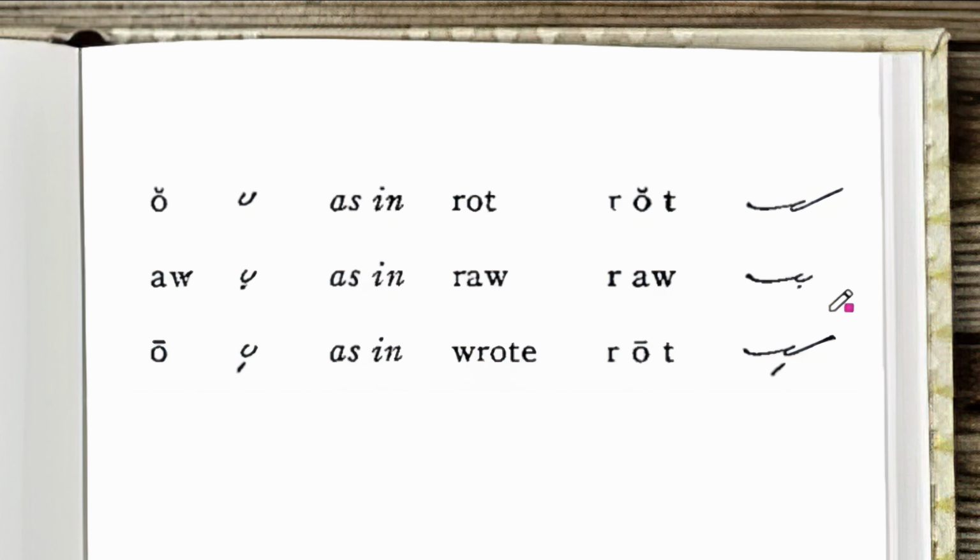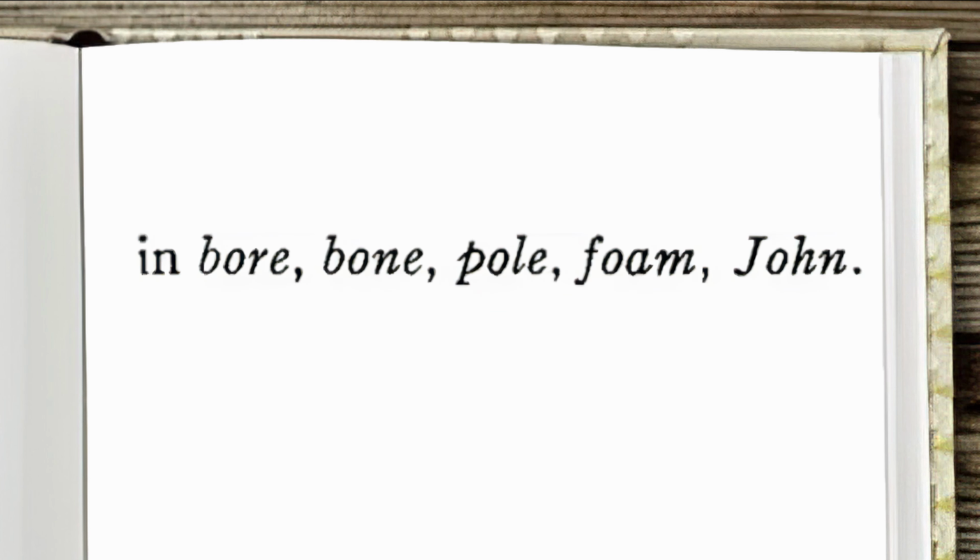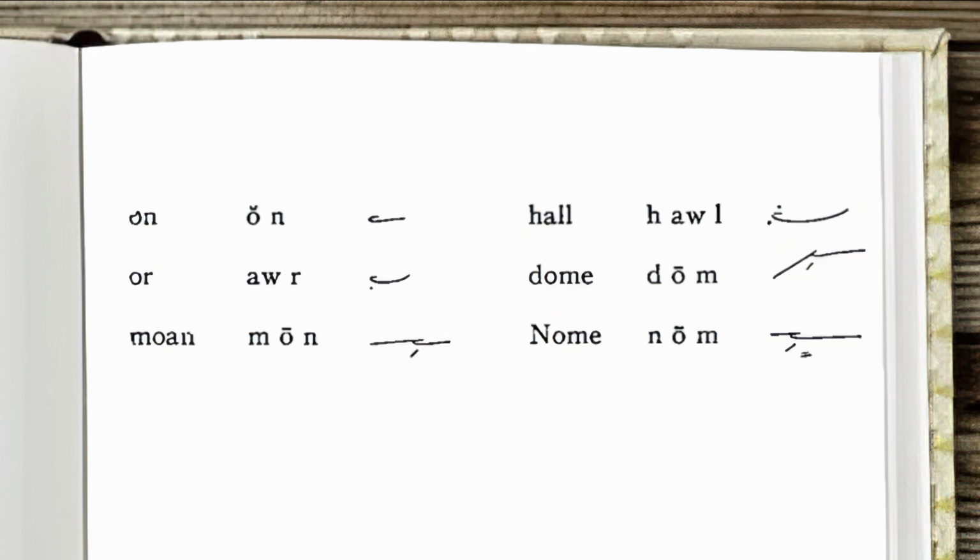R-O-T, wrote. The O hook is placed on its side before N, M, R, and L, except when preceded by a downward character, such as B, P, F, or J, as in the words bore, bone, pole, foam, John. Now let's review some words in which the O is placed on its side before N, M, R, and L.